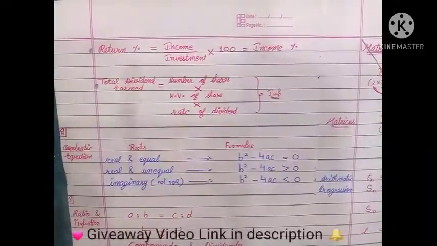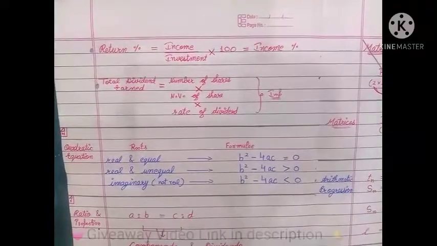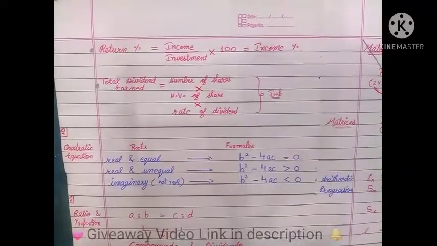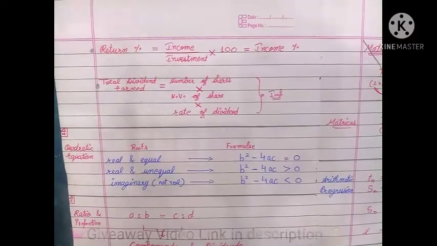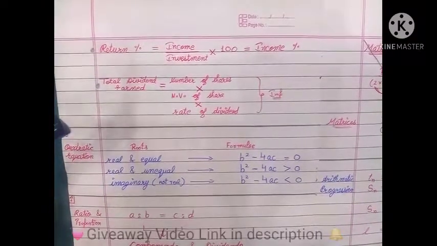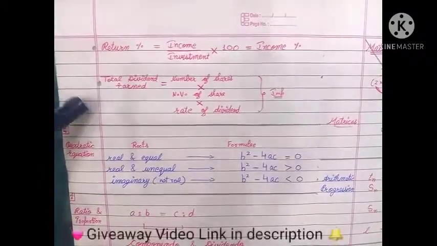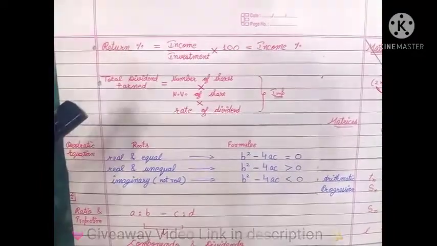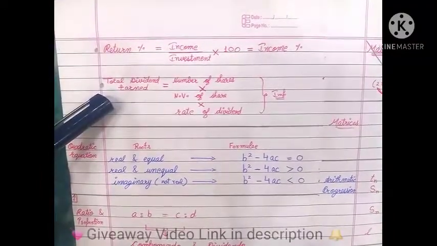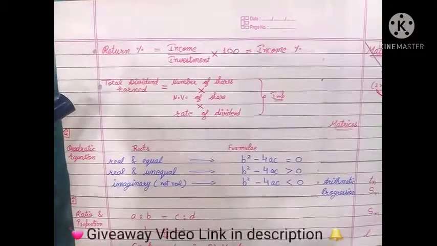So next formula is total dividend earned. What is the total dividend earned? It is equals to the number of shares multiplied by nominal value of a share multiplied by rate of dividend. Very important formula again this is. So you need to remember total dividend earned permanently once again. So let's move on to next chapter.